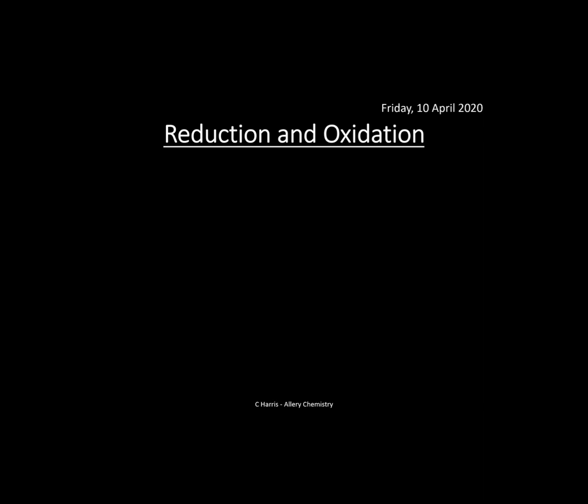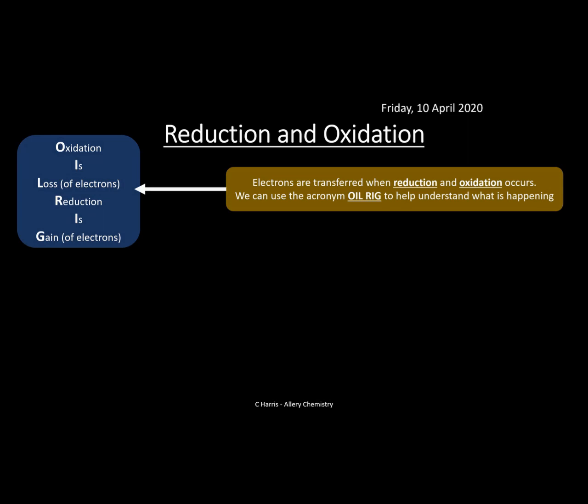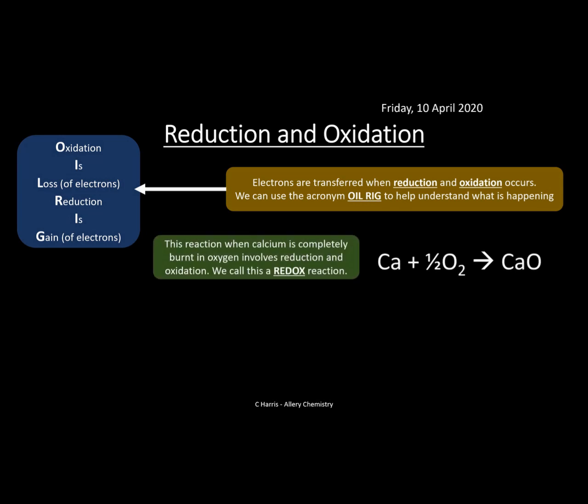Okay, so let's look at reduction and oxidation. You would have seen some of this at GCSE. What we're going to do is just drag this a little bit into A level and just adapt what you've got already. So electrons are transferred when reduction and oxidation occurs, and we use the acronym OIL RIG, and you would have seen that at GCSE. I'll be surprised if you haven't. So oxidation is the loss of electrons, reduction is the gain of electrons, so OIL RIG.